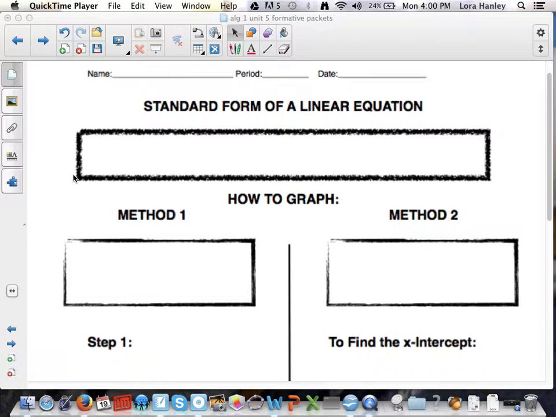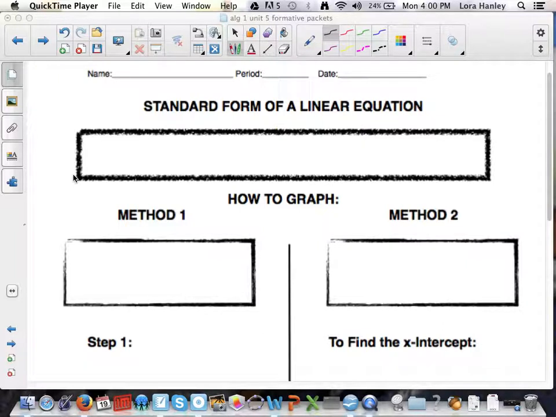Hello everyone, Miss Hanley here, and we're going to talk today about graphing if you're given the standard form of a linear equation. We know how to graph in slope-intercept form, we know how to graph in point-slope form, but with standard form, sometimes it's not as obvious, and there's two different ways that you can go about this. One we learned a long time ago, and the second we want to learn right now.